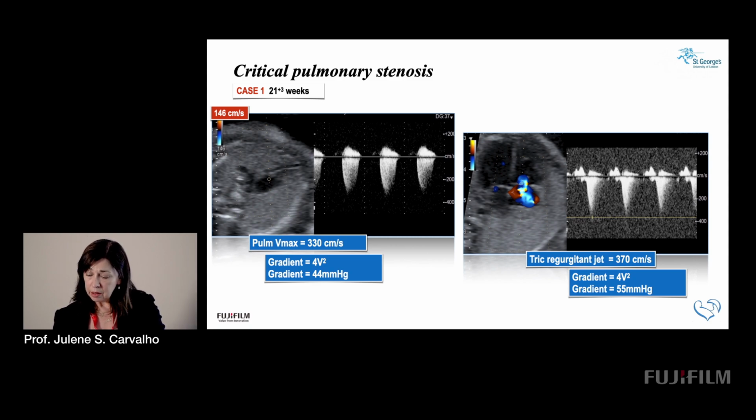And here is the Doppler signal across the tricuspid regurgitation. You can see it's a good angulation, and this is reading a little bit higher, giving a gradient of 55. Probably because with the pulse wave through the pulmonary valve, the angle is less optimal than the angle for the tricuspid valve. So we are reading higher velocities here. So the gradient is probably higher than the 44 that we calculated.